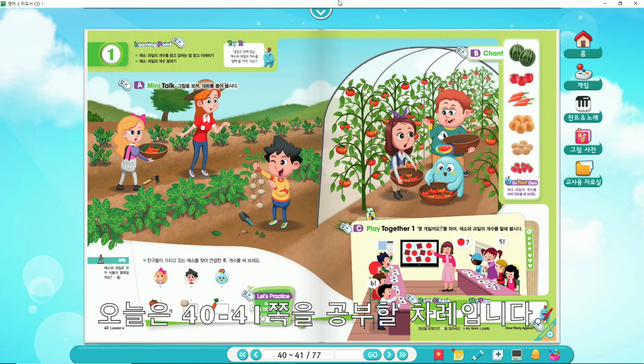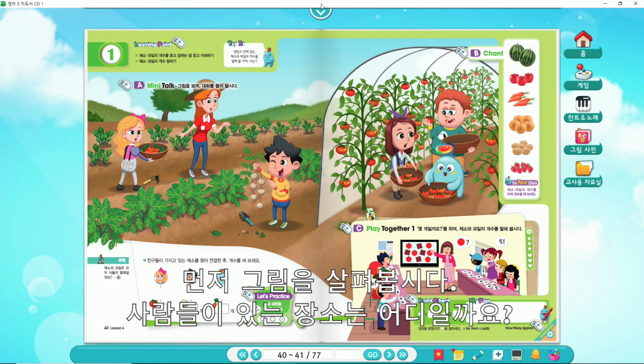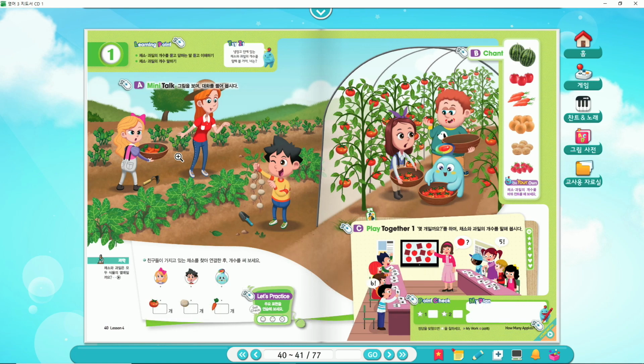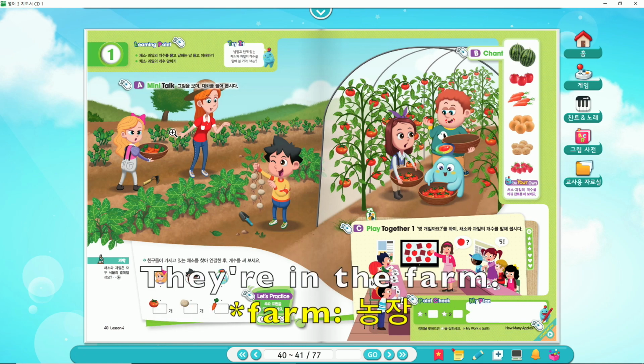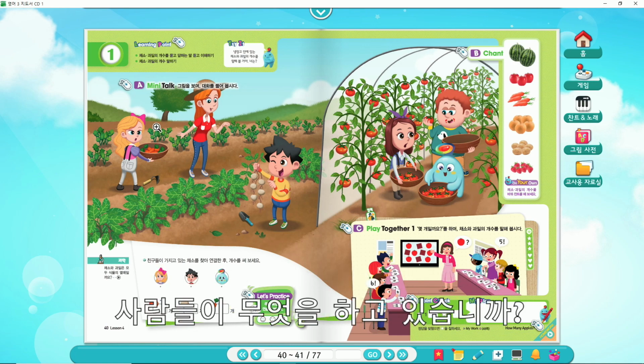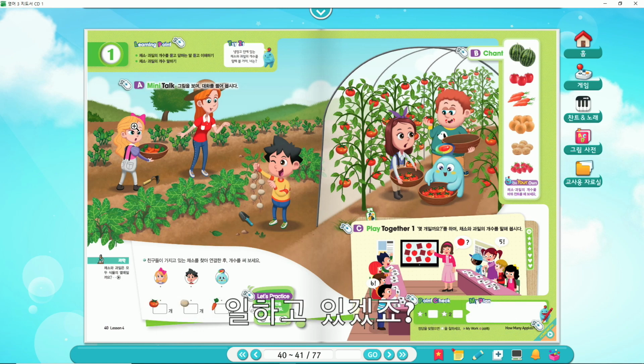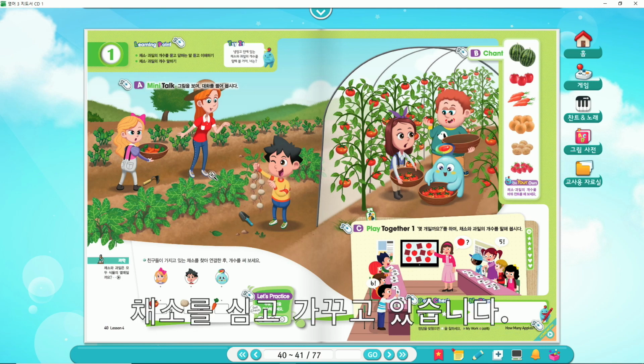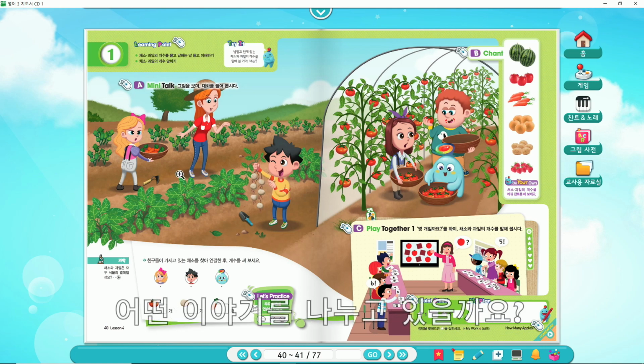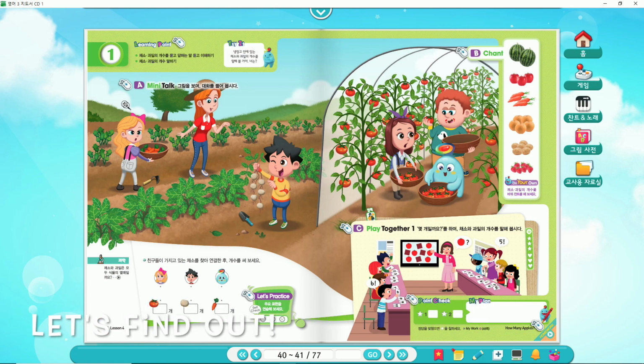Now we are on pages 40 and 41. Look at the picture. Where do you think they are now? Yes, they are on the farm. And what do you think they are doing? They are working. Yes, they are planting and growing vegetables. And what are they talking about? Let's find out.